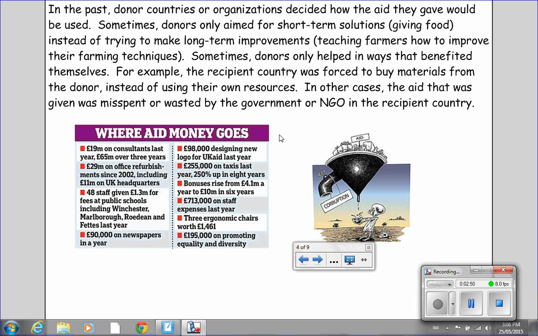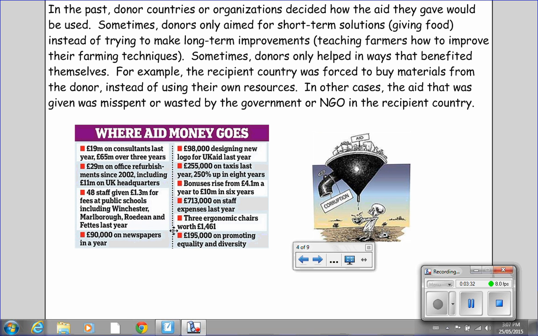Just looking here, some examples of wasted aid money. 19 million pounds on consultants were spent in 1 year. 65 million pounds on people who just came in with ideas. Nothing was getting done. It was just ideas being given. 90,000 pounds on newspapers in a year. 98,000 pounds designing a new logo for UK Aid last year. Close to 100,000 pounds used just for a logo. That wouldn't help anybody in need.